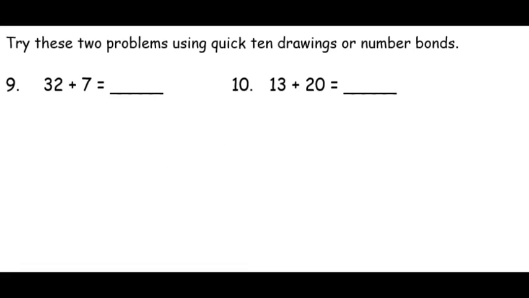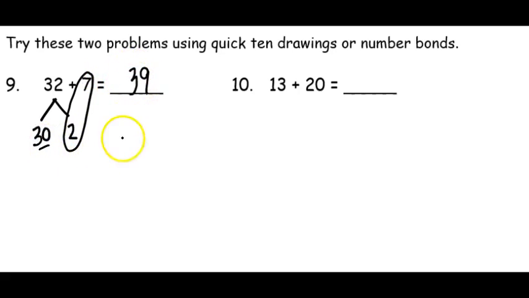The last section says try these 2 problems using quick 10 drawings or number bonds, so I'll do one of each. For 32 plus 7, I'm going to use a number bond. I'm going to break the 32 into 30 and 2. Now I can think about my ones. I'm going to combine the 2 and the 7. That gives me 9 ones, and then I still have the 30, or the 3 10s. So 32 plus 7 is 39.